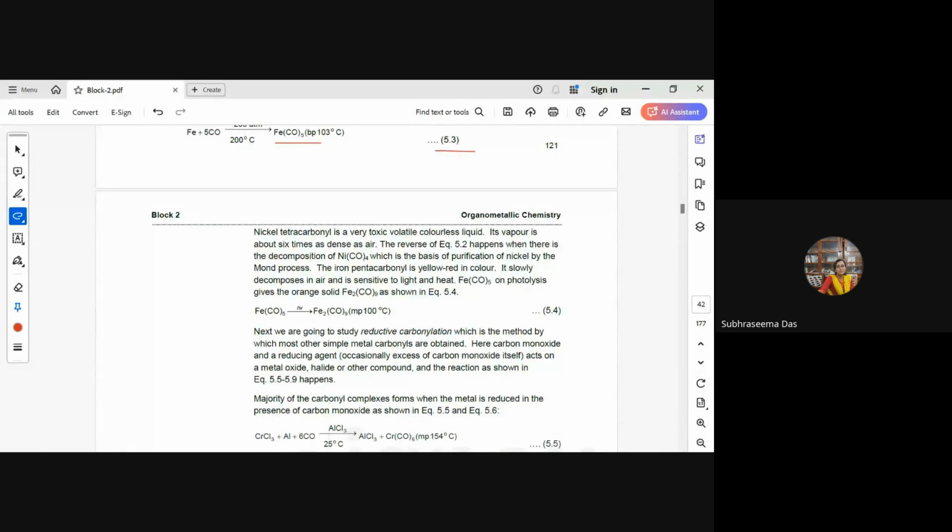Now this nickel tetracarbonyl is very toxic in nature, and it is a volatile colorless liquid. It is about 6 times as dense as air. The iron pentacarbonyl is yellow-red in color, and it slowly decomposes in air. FeCO5 on photolysis gives the orange solid Fe2CO9, represented here in equation 5.4.